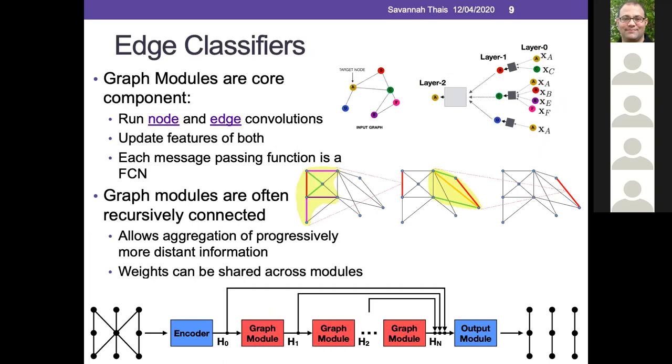Okay, so I think Jeremy covered this also, but edge classifiers typically combine node and edge convolutions on the graph to update the features of both. So for the node embedding, you receive information from the connected nodes in the graph, and then that's processed through a feed forward neural network to update the information of the target node. And the edge convolutions basically work the same way, but you're aggregating information from nearby edges rather than connected nodes. And you can see an example of this kind of architecture at the bottom, where a graph module is a combination of a node convolution and an edge convolution.